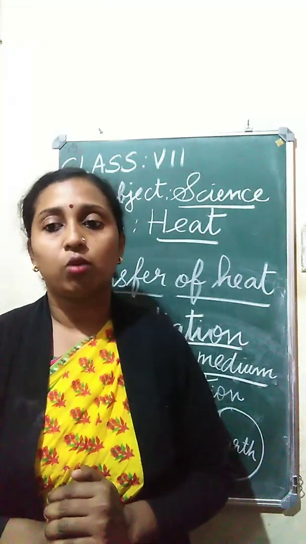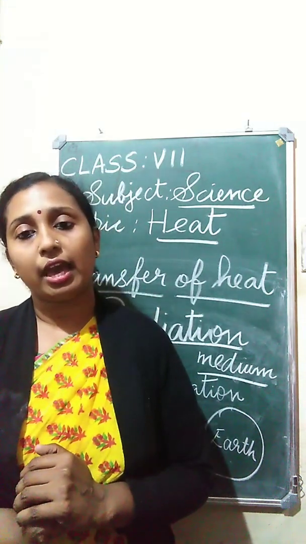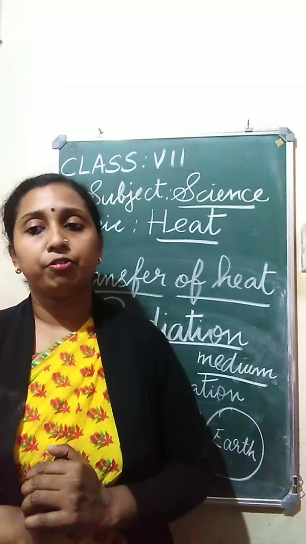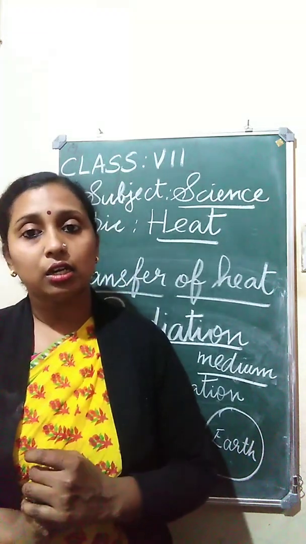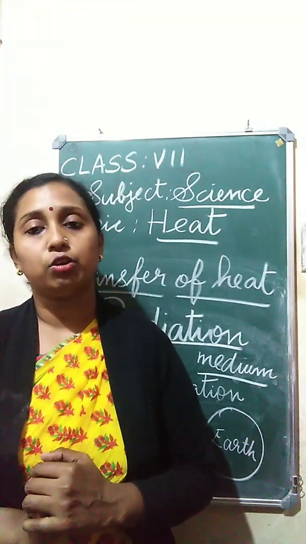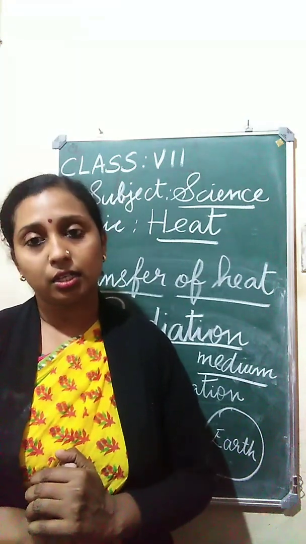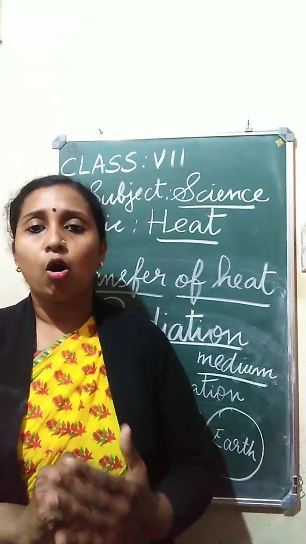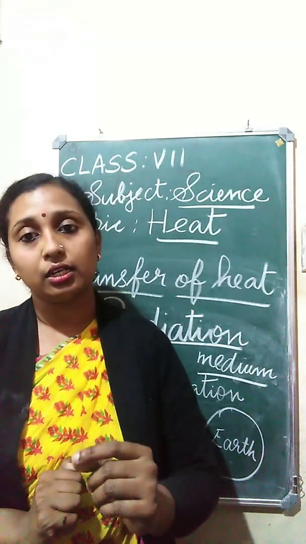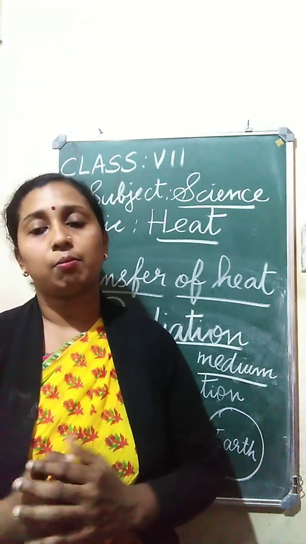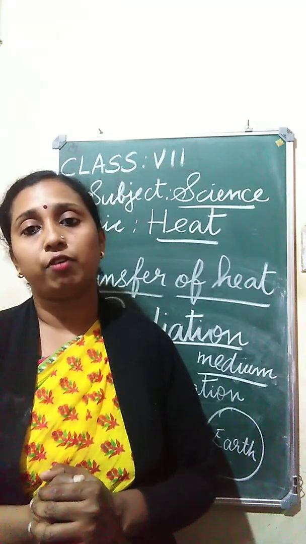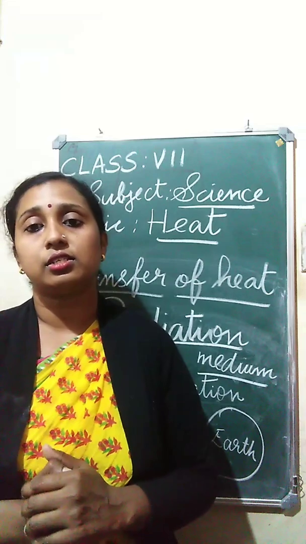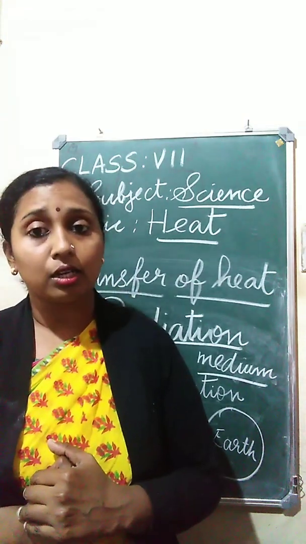Next we will study about the kinds of clothes we wear in summer and winter. In summer we prefer to wear light colored clothes, and in winter we usually wear dark colored clothes. And dark colored objects absorb more heat than light colored objects. So in summer we always prefer to wear light colored dress, and during the cold season we prefer to wear dark colored clothes.